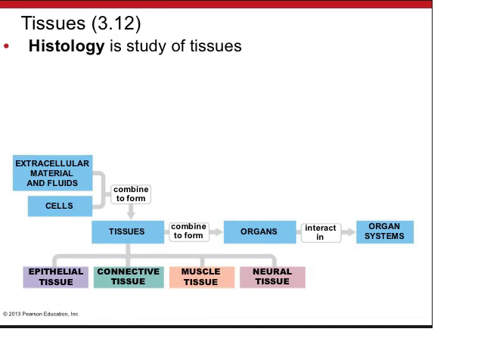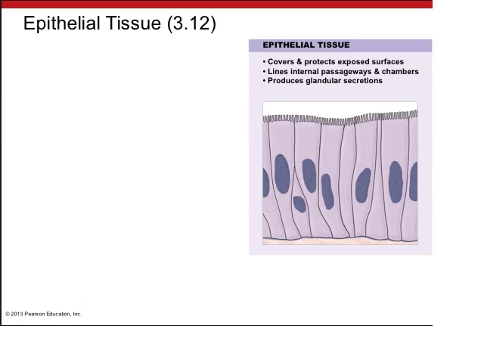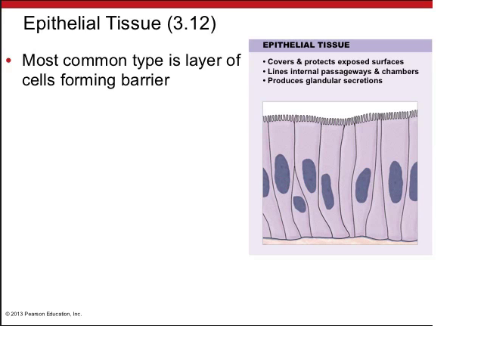Histology is the study of tissues. There are 4 primary tissue types. These include epithelial, connective, muscle, and nerve. Okay, so epithelial tissue is hallmarked by the fact that when you look at it under a microscope, it's got a lot of cells with very little space between the cells.